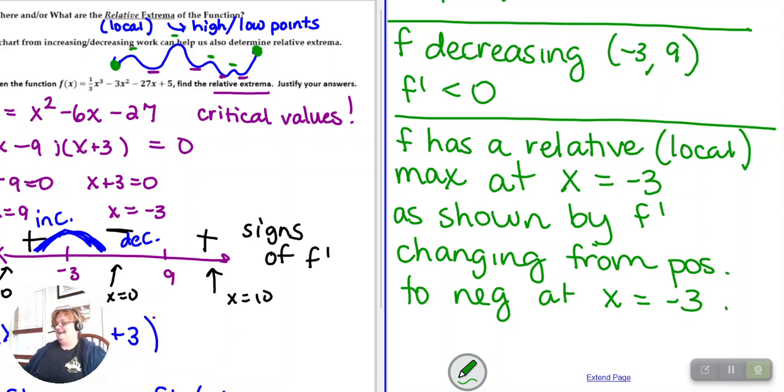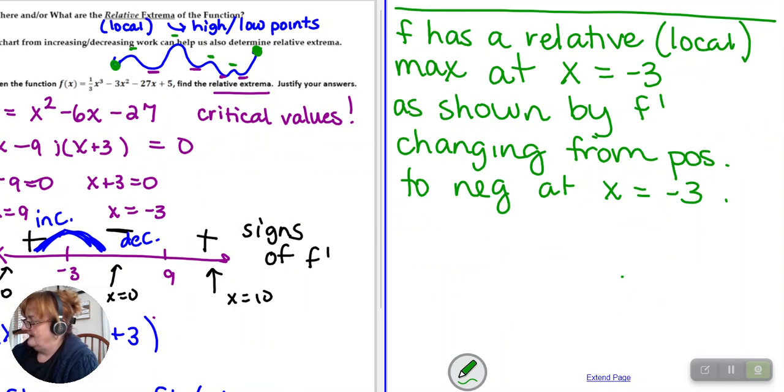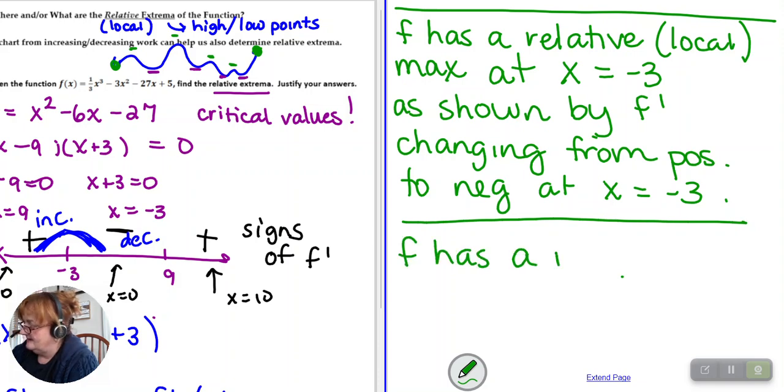I probably didn't have to say negative 3 again, but it just makes me feel better to say it. I know there's a max at negative 3 because I see the f prime slope, the f prime changing from positive to negative at x equals negative 3. And then I can say the exact same thing, or worded very similarly, f has a relative min at x equals 9.